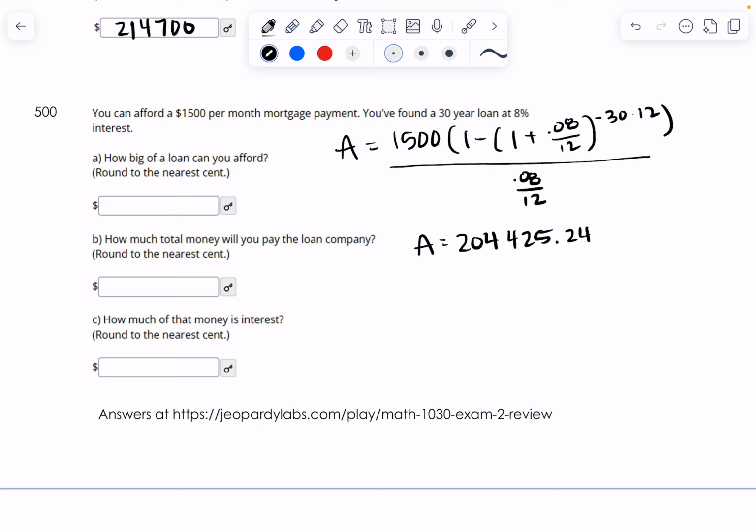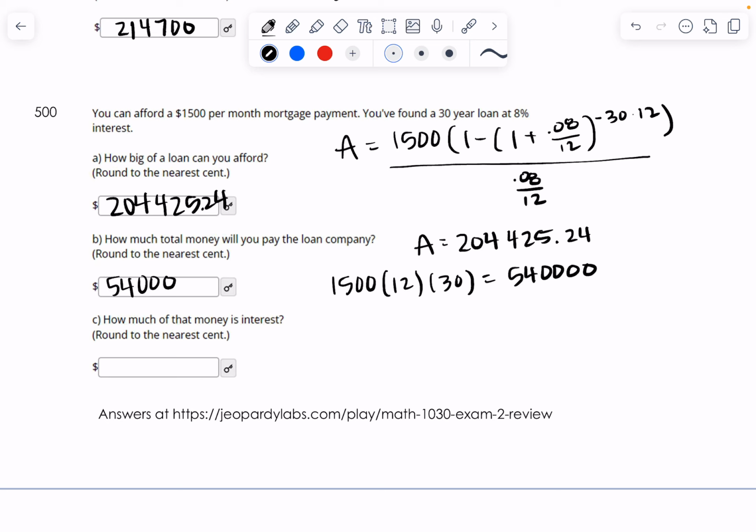How much total money will you pay the loan company? Well, you're paying $1,500 a month for 30 years. So that's going to be $540,000 that you're paying. Let me write these in the blanks. And 540,000, like that. So how much money of that is interest?